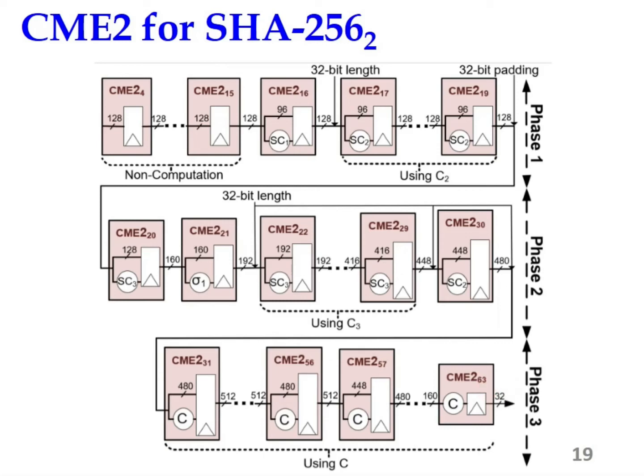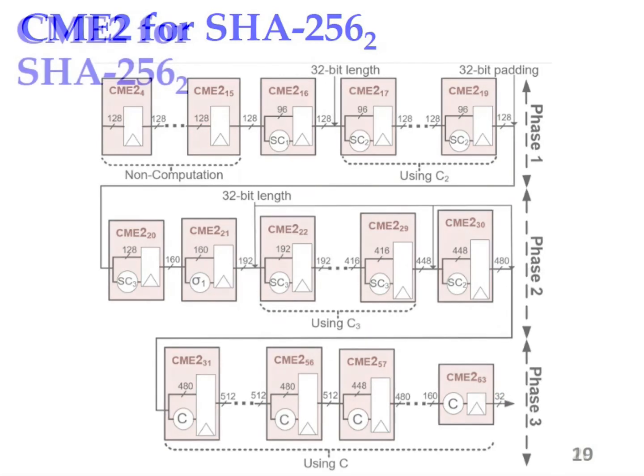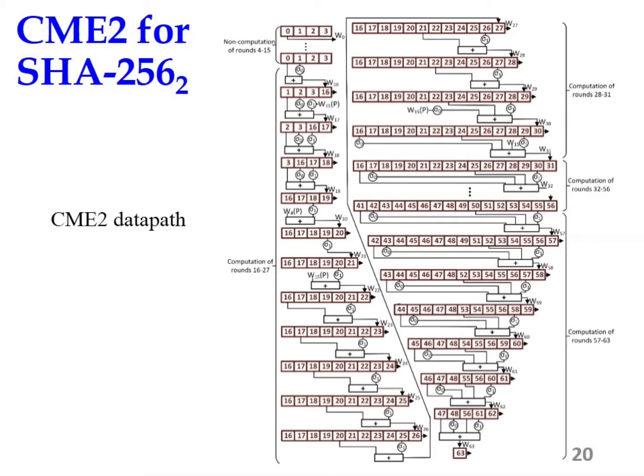57 to round 63. To understand why, we show you the detailed data flow. Specifically, the registers only store the 32 bits needed to calculate for the current round or the next rounds. In addition, the 32-bit redundant words will be removed.